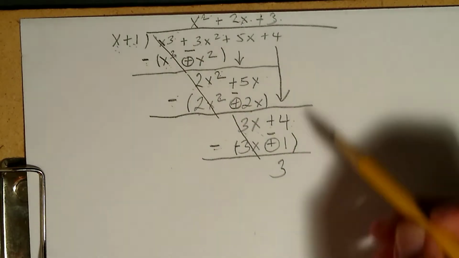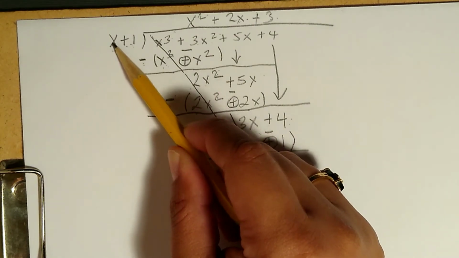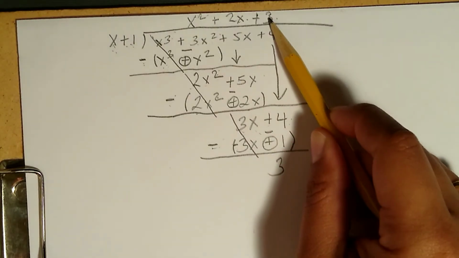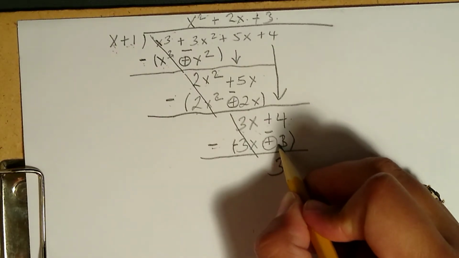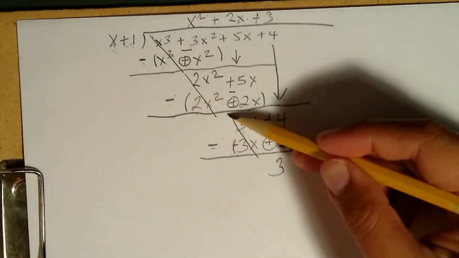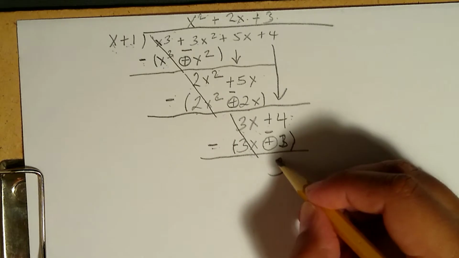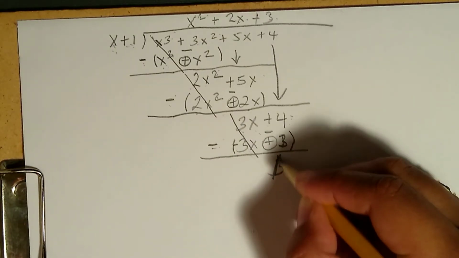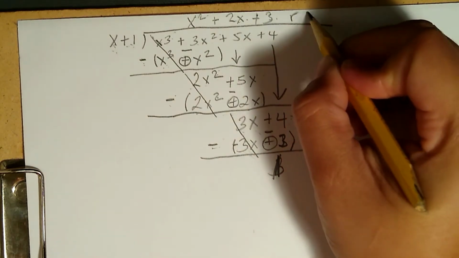So I made a mistake here. Double check. 3 times x is 3x, and 3 times 1 is not 1, it's 3. And then this stays. This is okay here. So 4 minus 3 is not 3. It's actually 1. So you have a remainder of 1.